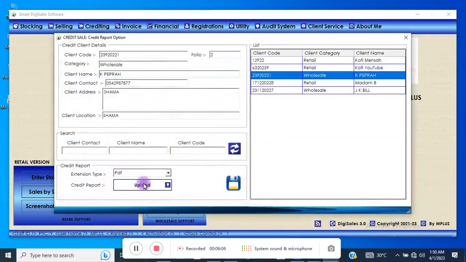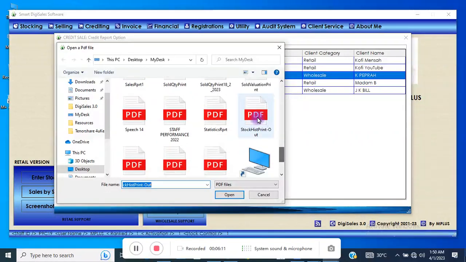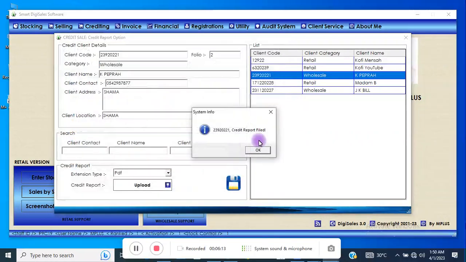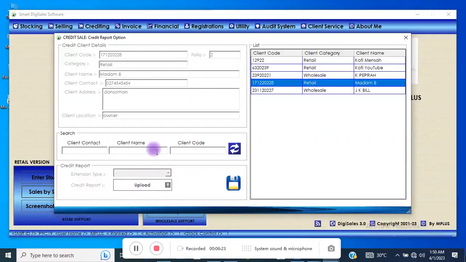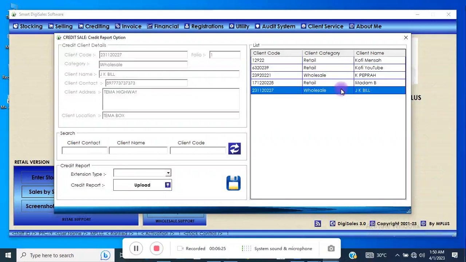When I have the information loaded here, let's say I'm loading this, I click on save. When that is done, the upload is complete. So you realize that when you click on K Pipra, it freezes. You can't load anything because that is done. When you click on this, it freezes. When you click on JK bill, it is not.